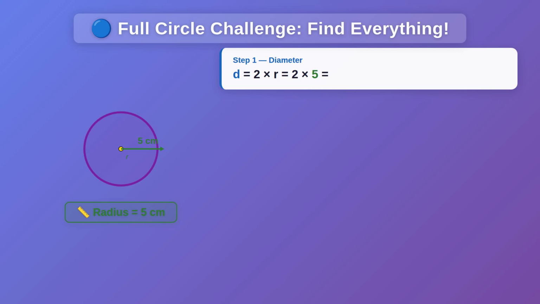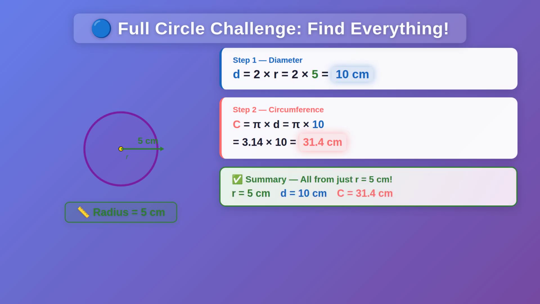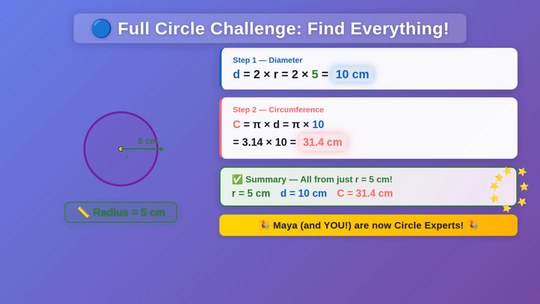Let's do a full challenge. We're given only the radius, 5 centimeters. Find the diameter and circumference. Step 1. Diameter equals 2 times the radius, equals 2 times 5 equals 10 centimeters. Step 2. Circumference equals pi times diameter, equals 3.14 times 10. And we already know this one. 3.14 times 10 equals 31.4 centimeters.